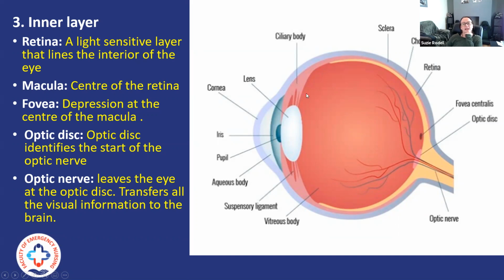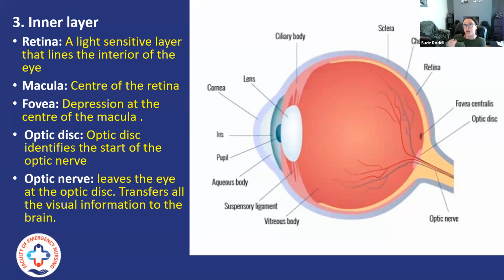So the inner layer is made up of all of these, the posterior eye that we talk about, or inside the eye. The retina, which is the light sensitive part of the eye at the posterior here. This is the light sensitive layer that lines the interior of the eye and is mainly composed of the light sensitive cells known as rods and cones.